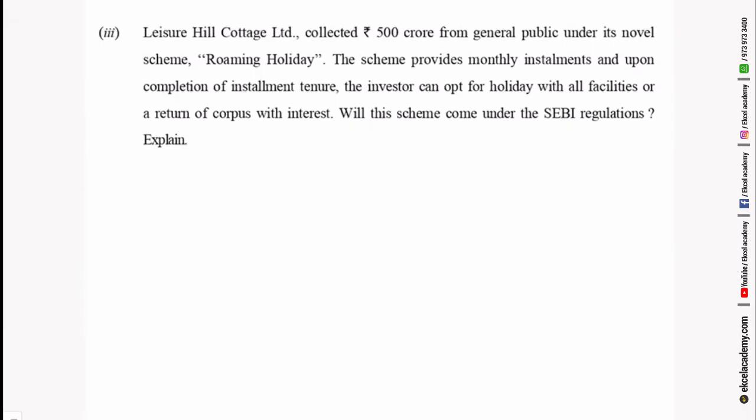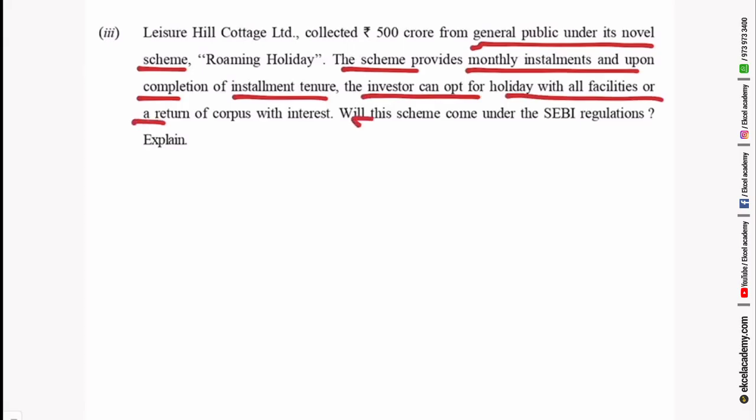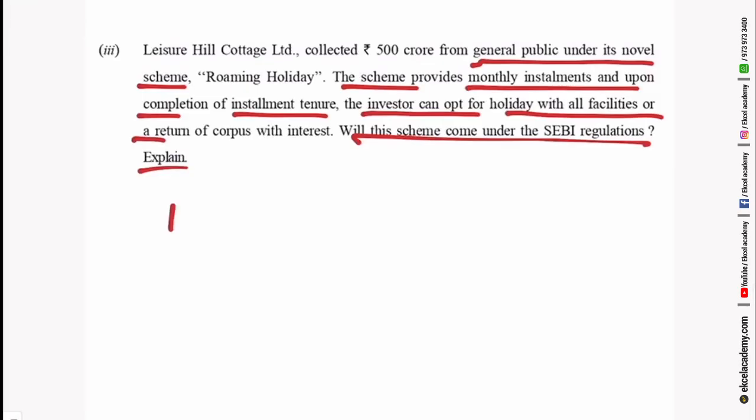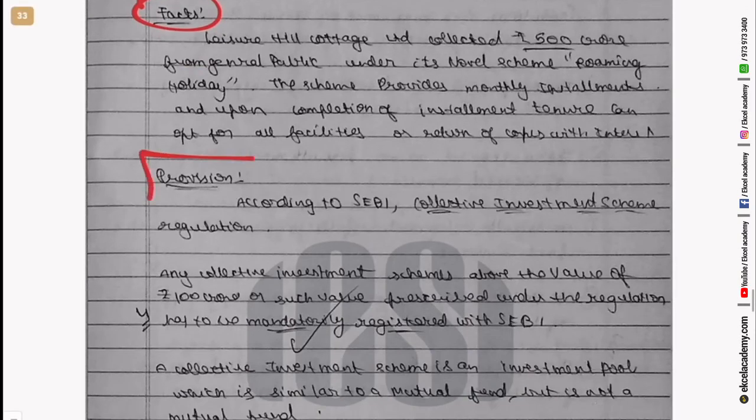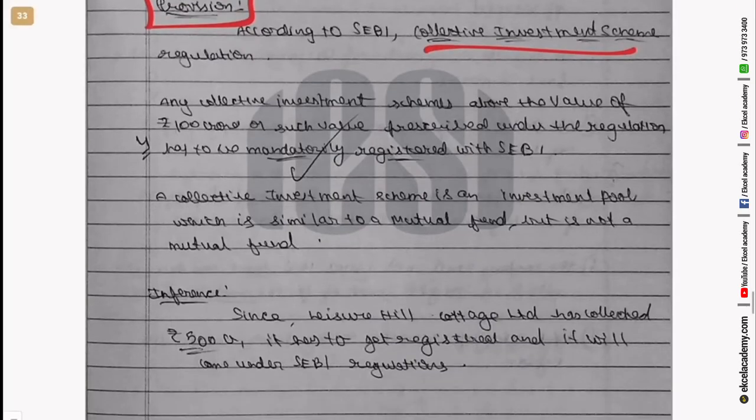Okay. So the next question is mainly relating to the general public under the novel scheme. Roaming holiday, the scheme, monthly installment of up to installment tenure for holiday facilities. Will this scheme come under SEBI regulations? Explain. So it is about some tourism company. They have some scheme. So will it come under SEBI regulations? Again he is given the facts. Then what is the collective investment scheme related? Then any collective above the value of 100 crores. So the eligibility criteria has been given.